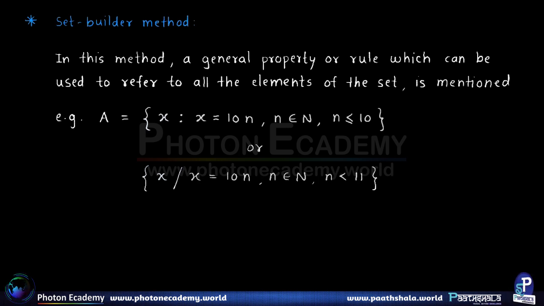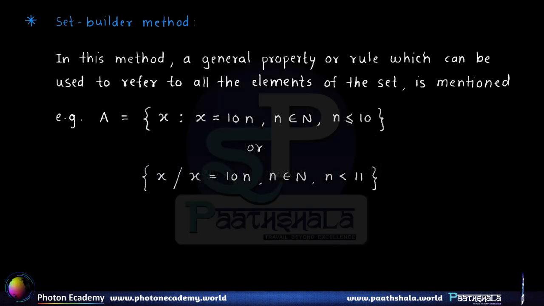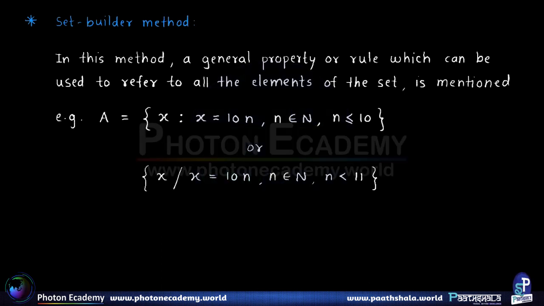Now in this method, a general property or a rule which can be used to refer to all the elements of the set is mentioned. So rather than mechanically listing all the elements, we try to find out, is there some general formula or general property that applies to all the elements together and that can describe all the elements. It's a kind of a generator function.